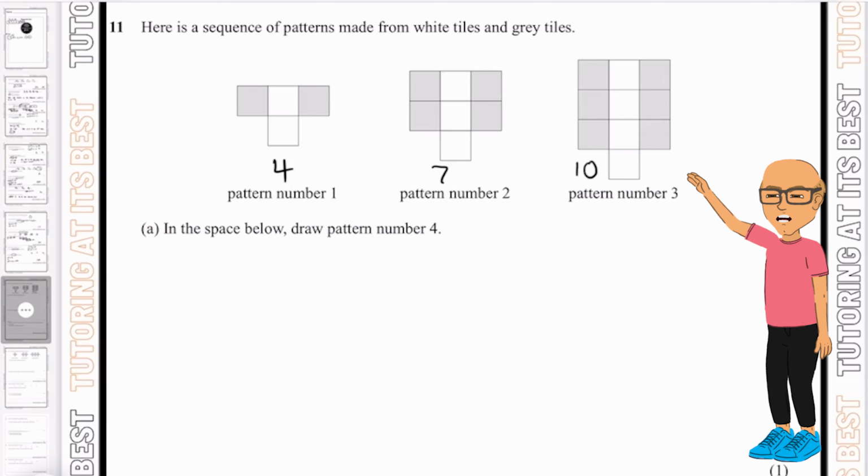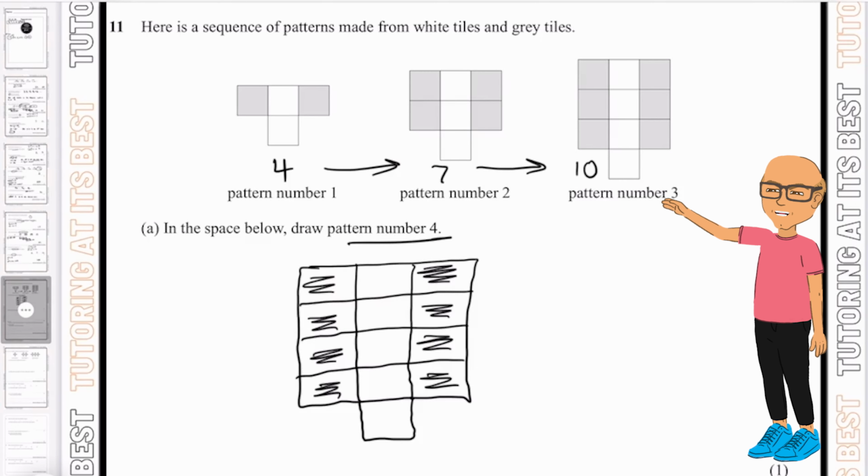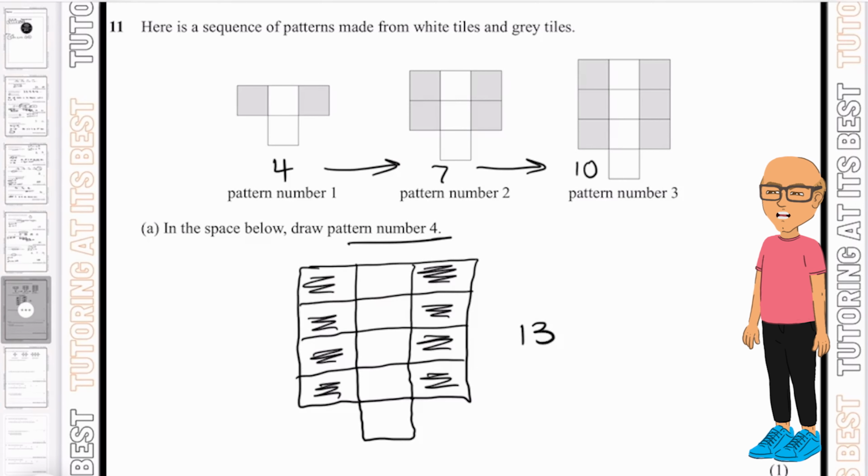So let's go ahead and draw pattern number 4. And then as we know, 1 always comes out here, and we can go ahead and shade these in. And that there gives us 13 tiles, because we are adding 3 every time. So 10 plus 3 is 13.